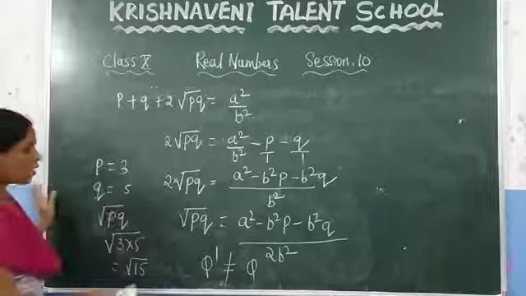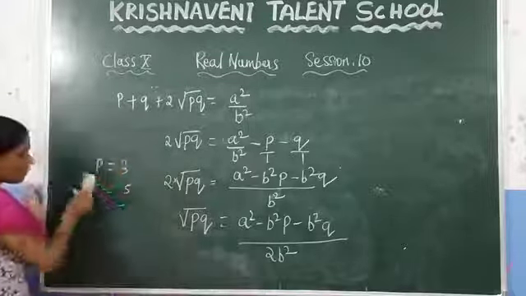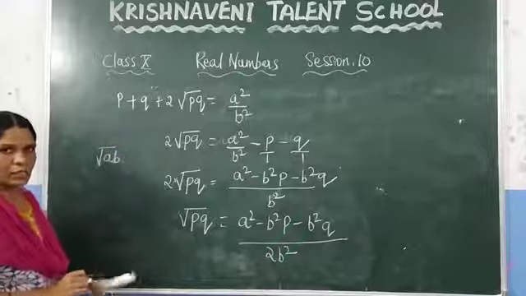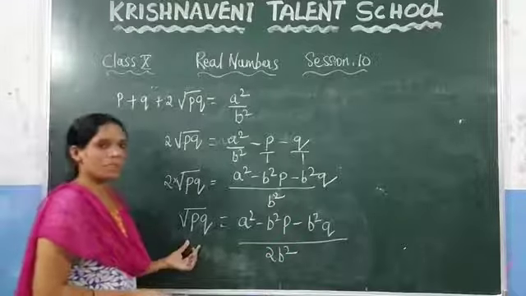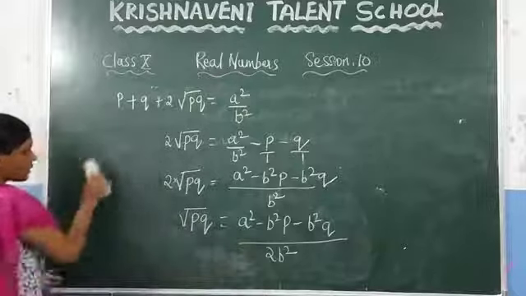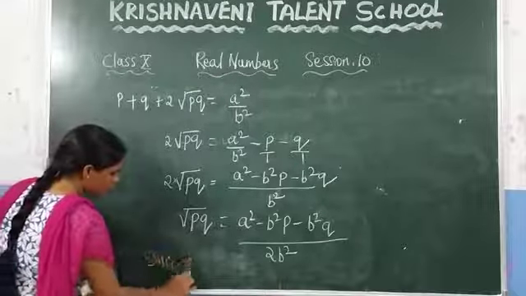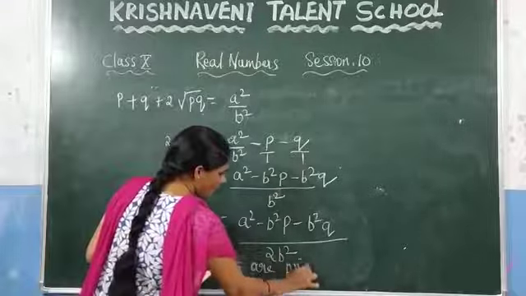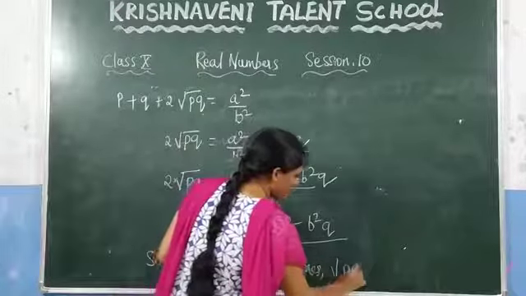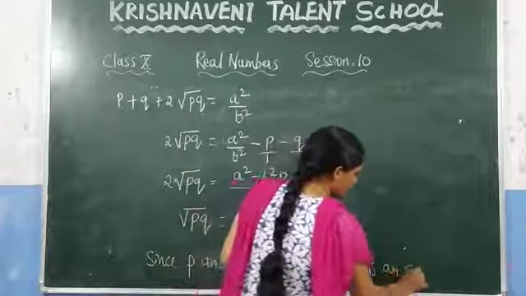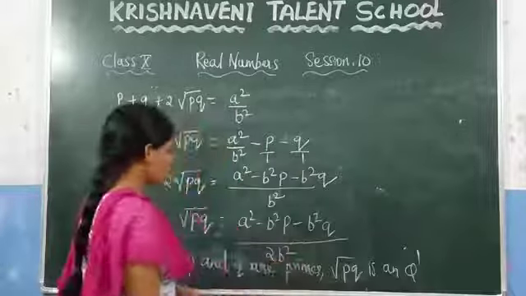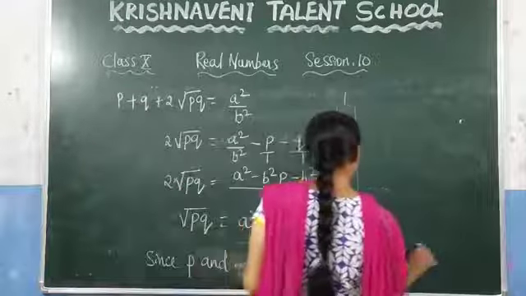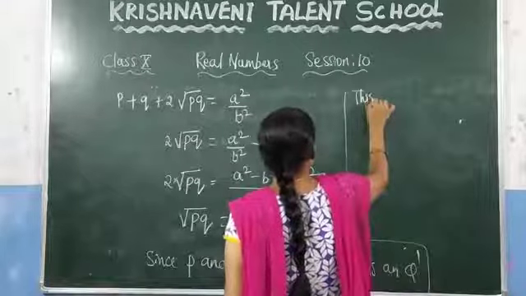Since they have given p and q are primes, you know that we already studied one conclusion in the earlier classes: if a and b are primes, we can say that root ab is an irrational number. Based on that, we can say that root pq is an irrational number. So mention that one. Since p and q are primes, what can we say? Root pq is an irrational number. So if this is an irrational number, we got this as a rational number. This is the contradiction. Write it here. This is a contradiction.